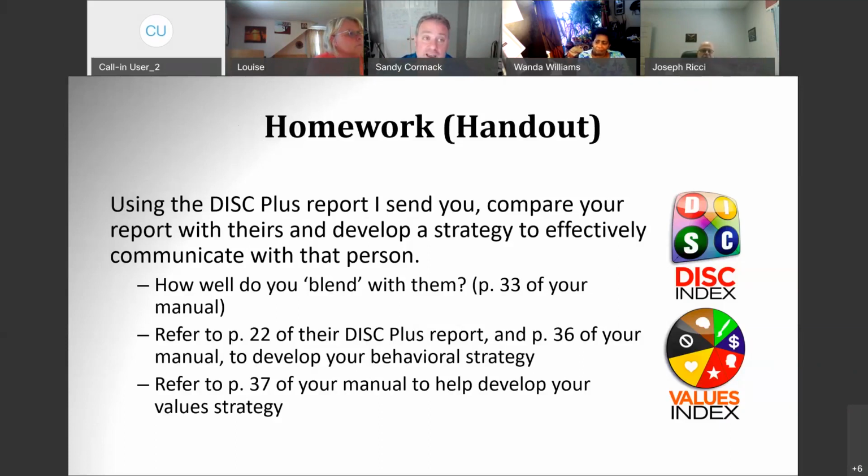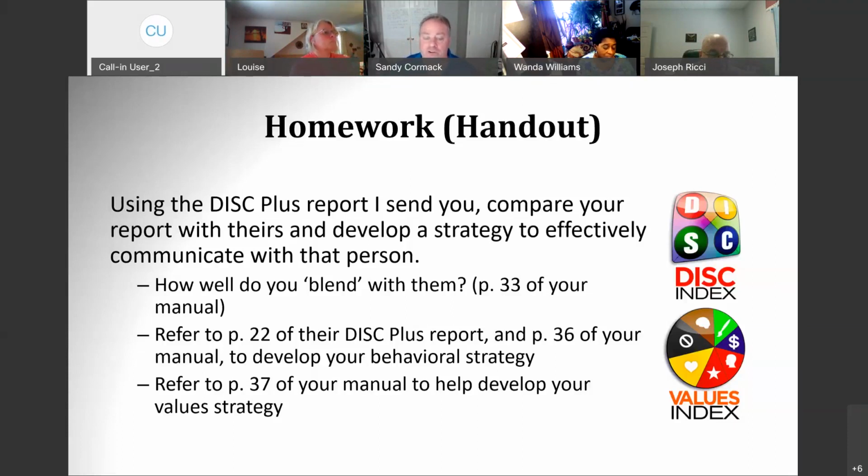Another is just to ask them, hey, Sandy, let me take this cool assessment. I learned a lot about myself and I'd like to learn a little bit more about you. Would you be willing to take it? And then you give them the link and they take it. And that way you can see exactly how to craft a strategy to communicate more effectively with them. And if you communicate more effectively, what you're communicating will be better received. I don't know if it's going to result in more yeses, but it will definitely help you.